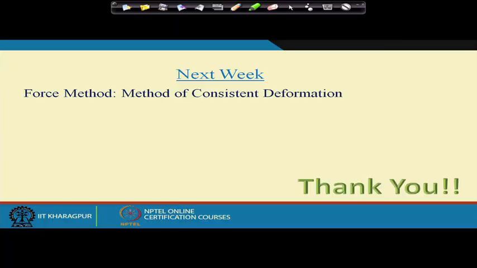Now, the recipe is ready. What we need to do is start the cooking, and that we will be doing from next week. Next week we will start with force method. The next 2 weeks we will spend on force method, and then after that another 2-3 weeks on displacement method. In the force based method, we will discuss the method of consistent deformation. We will first apply the method of consistent deformation for trusses, and then for beams and frames.